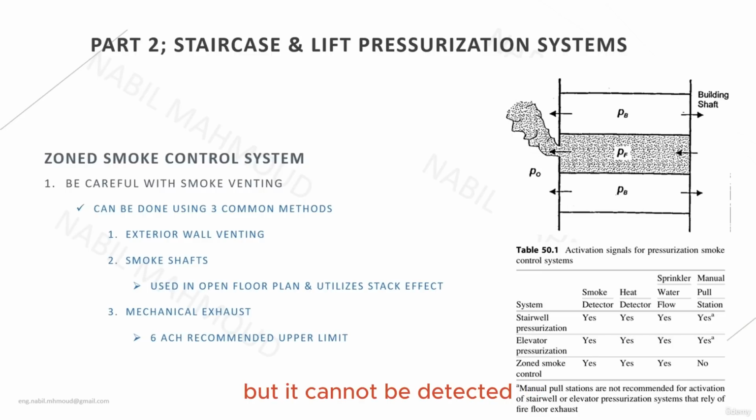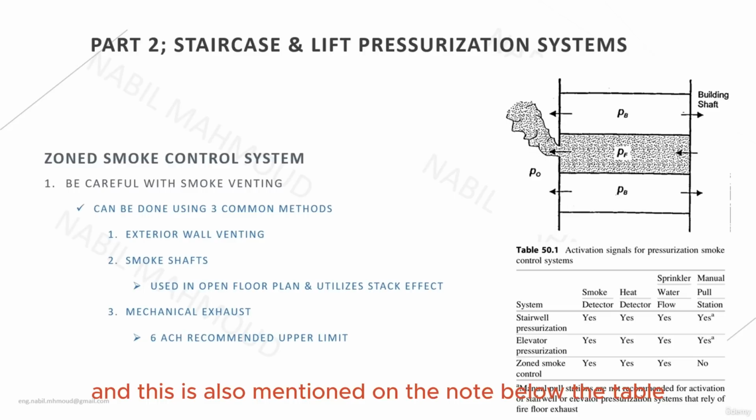but it cannot be activated based on the manual pull station signal, because this poses a danger of activating the wrong floor. The manual pull station is activated by the occupants, and maybe one or more of the occupants will use the manual pull station at the wrong floor, which means that you will create the wrong pressure sandwich, and this can have an extremely adverse effect. That's why it's very important to understand that the manual pull station activation signal is not and should not be used for the zoned smoke control.